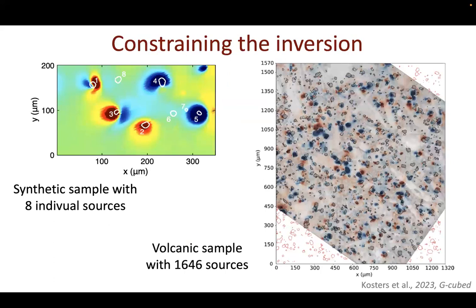So what does it look like? Here on the top left, there is a synthetic sample with 8 individual sources. And here is a volcanic sample that is slightly more complex because it has 1646 individual sources. All these magnetic grains are outlined here in black, there in white, and the magnetic scan is put on top of this. This was published very recently, earlier this year.